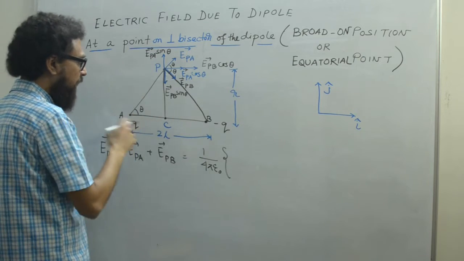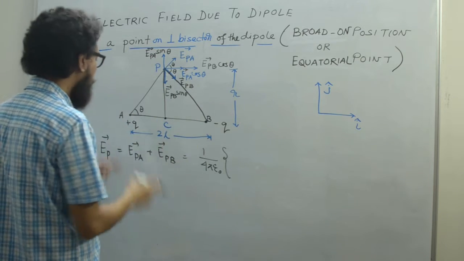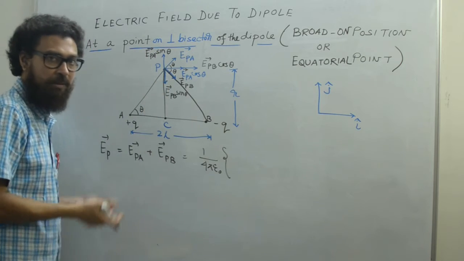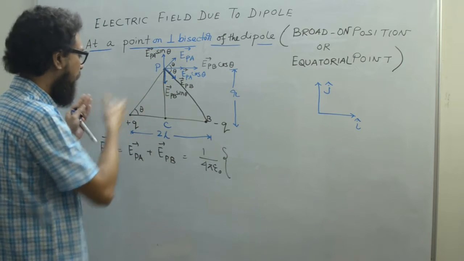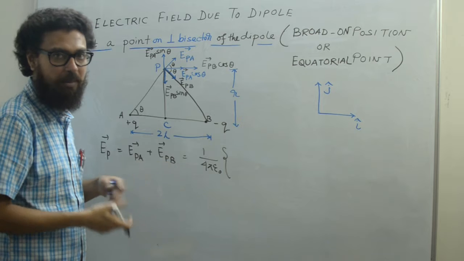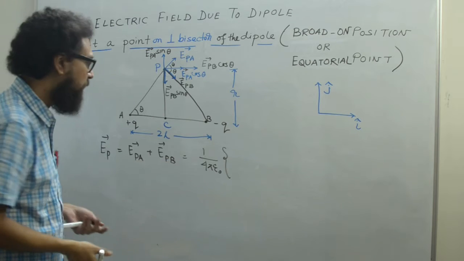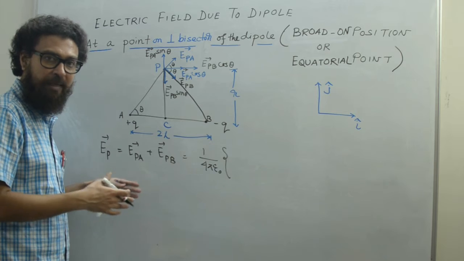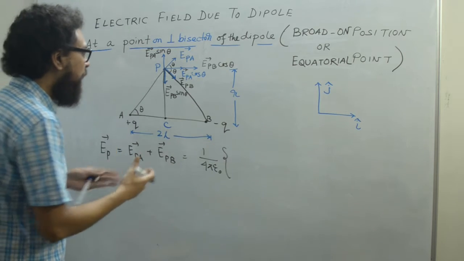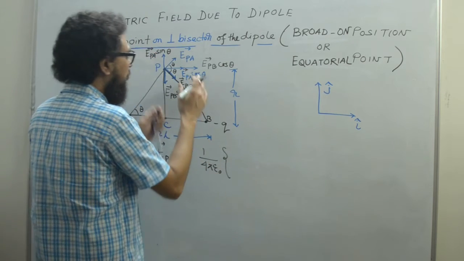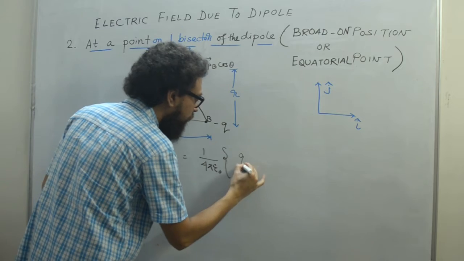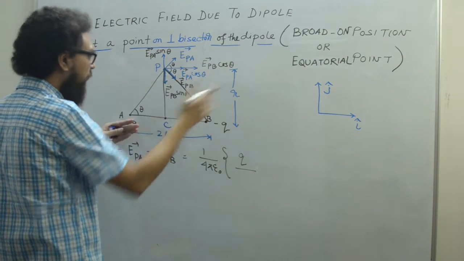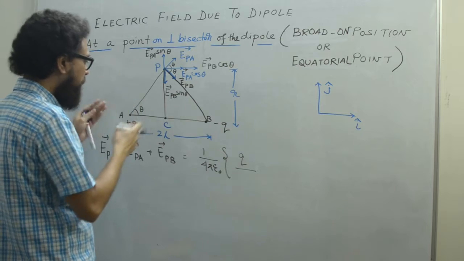because these distances AP and PB are equal, they have similar magnitude of charge, and they have opposite direction. So it is Q by R square or AP square, and Q by PB square, the same thing, PA equals PB. So this way these will get cancelled. So what will remain here is, definitely you can understand, EPB cos theta, that is Q by PB square, and EPA cos theta. So AP square.